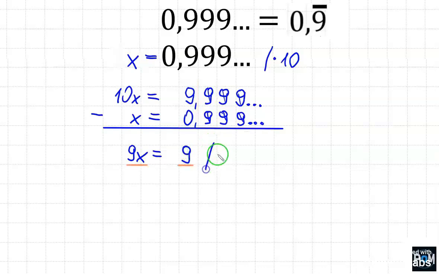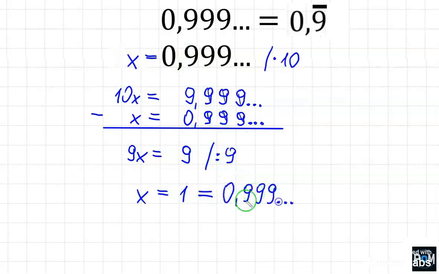But now if I divide everything by 9, it turns out that x will be equal to 1. x equals 1, and this x is that fraction. So the conclusion is that 1 is the same as 0.9999. Here is the answer to our question. This one is equal to that fraction, which may seem slightly surprising. But as I said, weird things happen at infinity. This example is an illustration of converting a repeating decimal to a fraction.